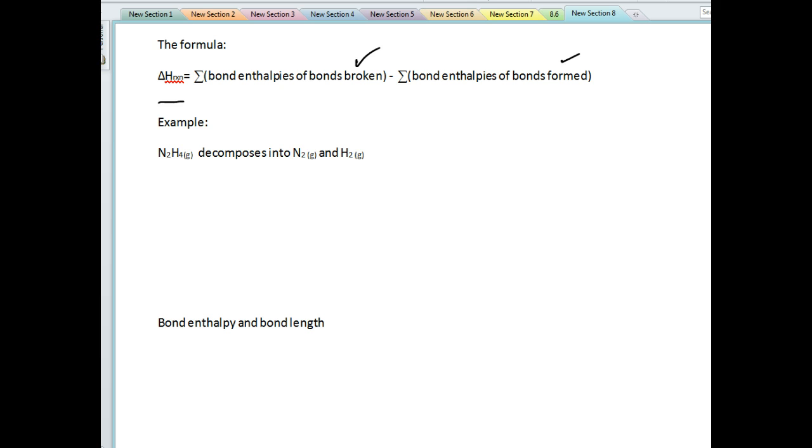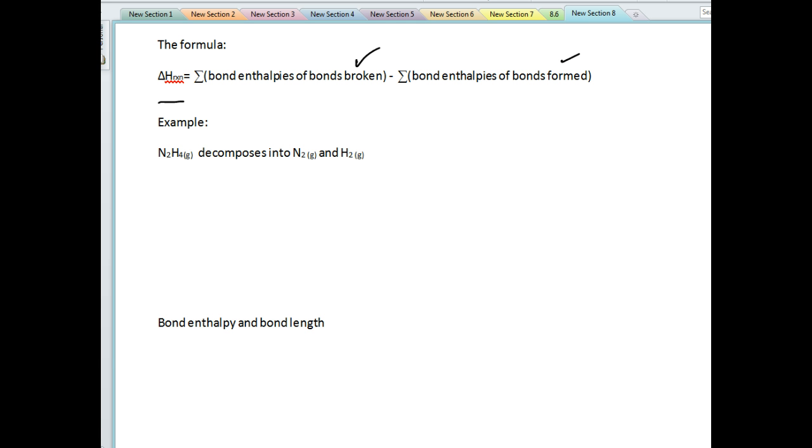Now, this formula might seem familiar. We worked with a formula before that was products minus reactants when we were calculating delta H values. This one is bonds broken, and the reactants are going to be broken, and the products are going to be what's formed. So we've got to keep those straight, especially when it comes time for the AP test. Bonds broken are reactants, bonds formed are products. When we calculated different delta H, it was the other way around.